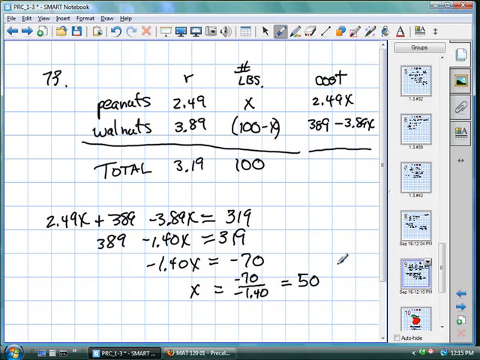Now, let me ask another thing. Here's another way we could have figured this out. Look at 3.19, the target price. Look up above. Is 3.19 exactly halfway between 2.49 and 3.89? Yeah, that would have told us we need an exact half mixture. But what if this wasn't halfway? That shortcut wouldn't have worked. So we really did it the right way, and this way would have worked no matter where that value was.